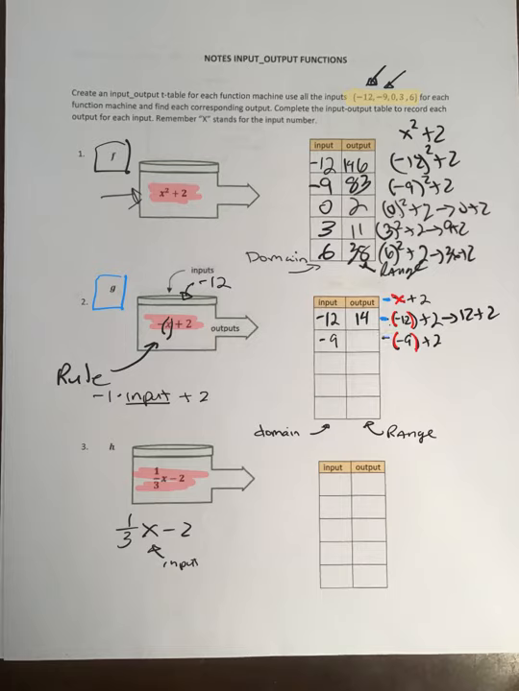But remember, there was a negative out in front of the input. So that means the opposite of negative 9, or a negative times a negative, is a positive 9, and then 9 plus 2 is 11. So you get 11 out.